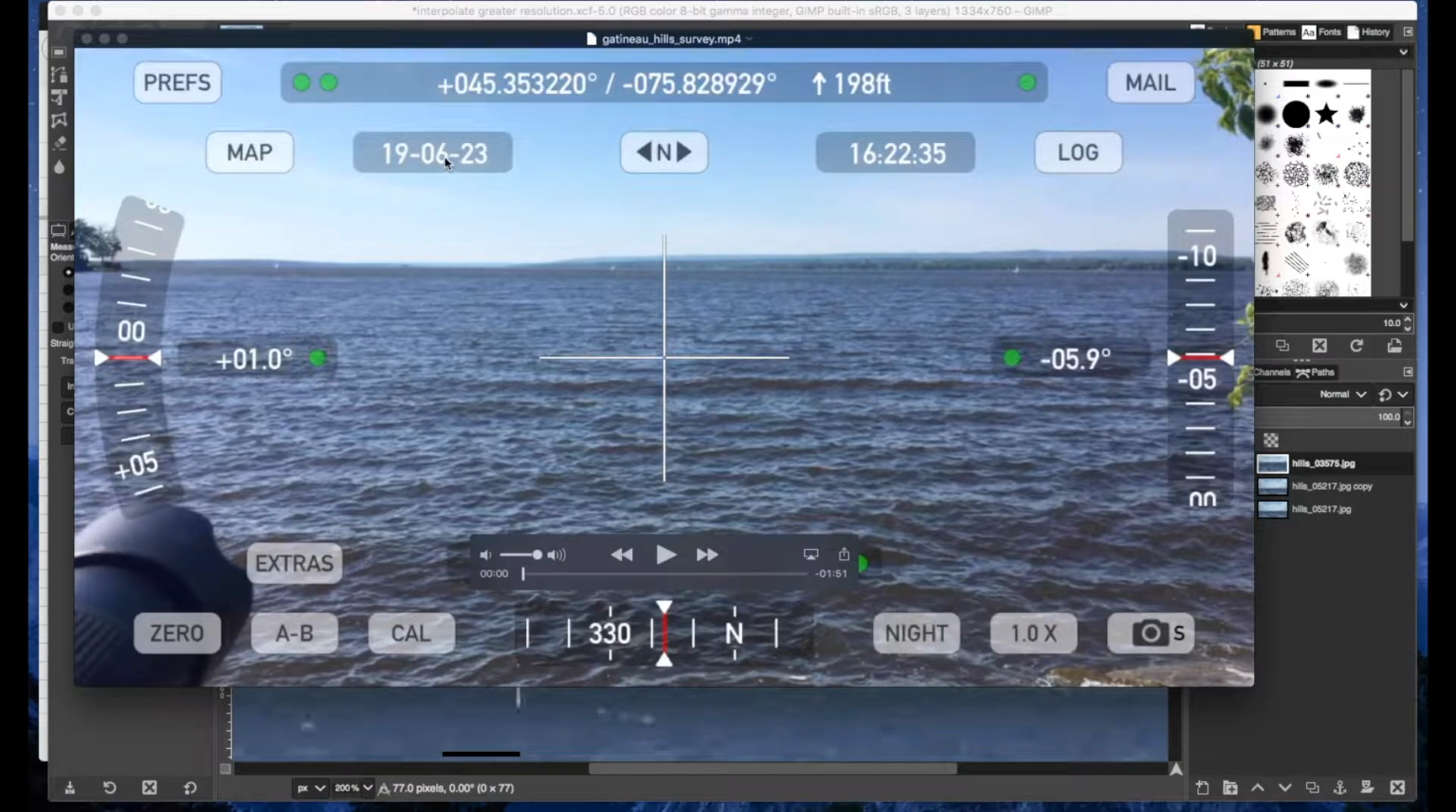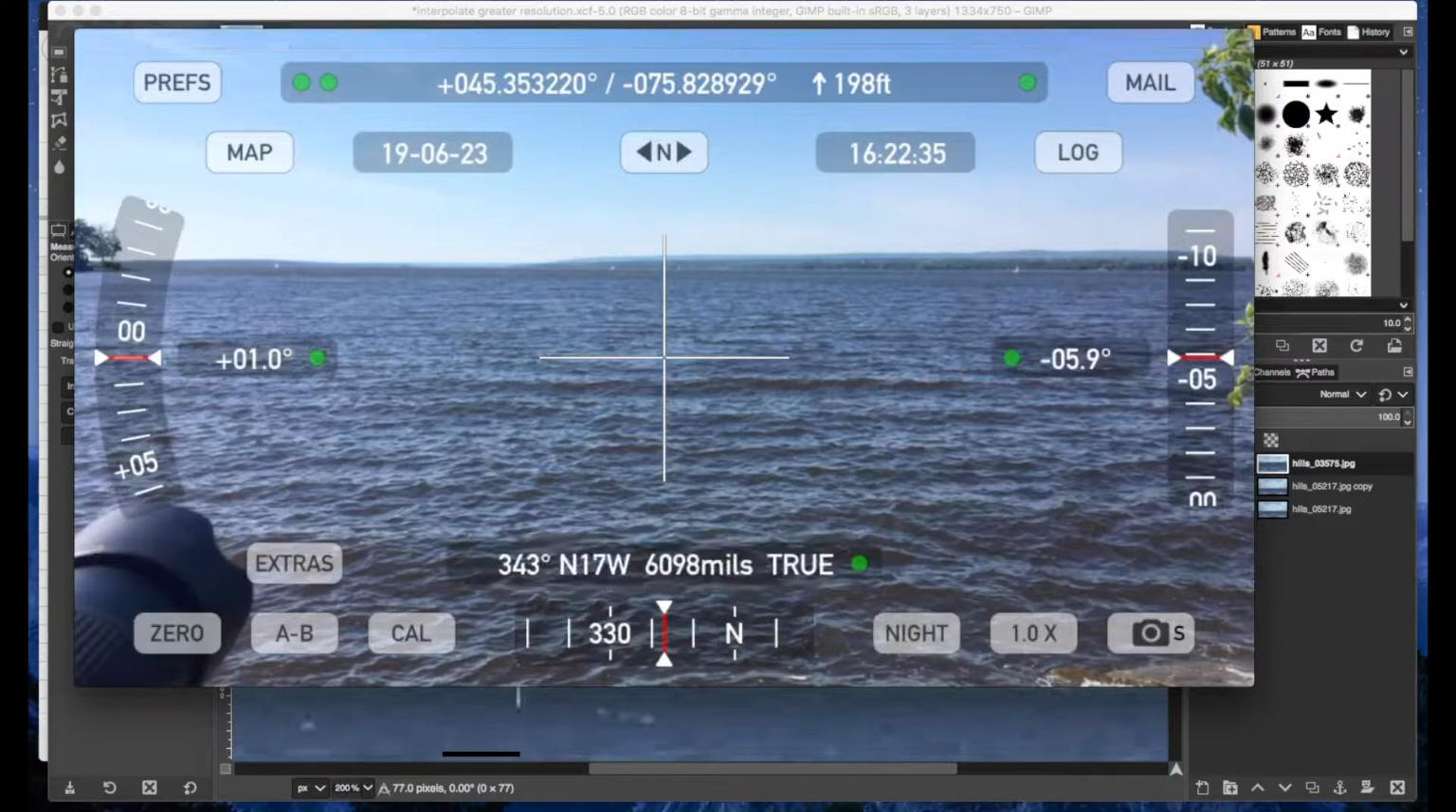Hello. Back in June of last year, while I had been going out to the Nepean Sailing Club to take pictures of the boats, I had a theodolite app on my phone and I was taking some readings of the Gatineau Hills, thinking that that might come in handy later on.